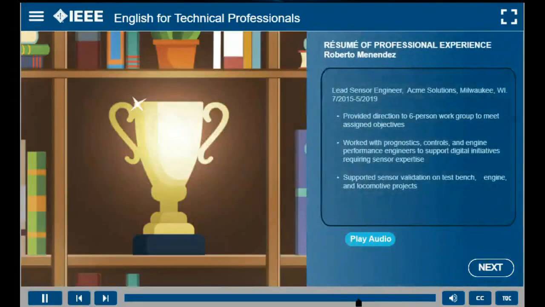Read the resume excerpt to understand Bob Menendez's most recent professional background. Then click on Play Audio to listen as he describes his credentials in a way that listeners can easily understand and appreciate. What did I do? Well, as a sensor engineer, I headed a work group that did a fair amount of work on prognostics, controls, and engine performance. We were responsible for the sensor validation on test bench, engine, and local.